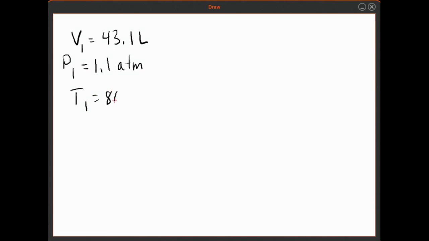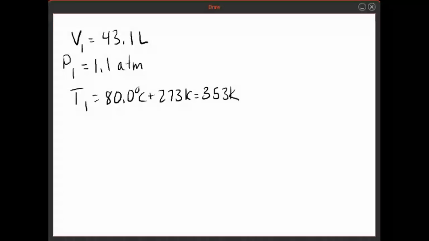So we see here that we have a volume one of 43.1 liters, a pressure one of 1.1 atmospheres, and a temperature one of 80 degrees Celsius, but we obviously cannot keep that. We've got to add 273 to get 353 Kelvin. So now we've got our first set of conditions, but it appears from the problem that we don't have a second set of conditions. That's where STP comes in.